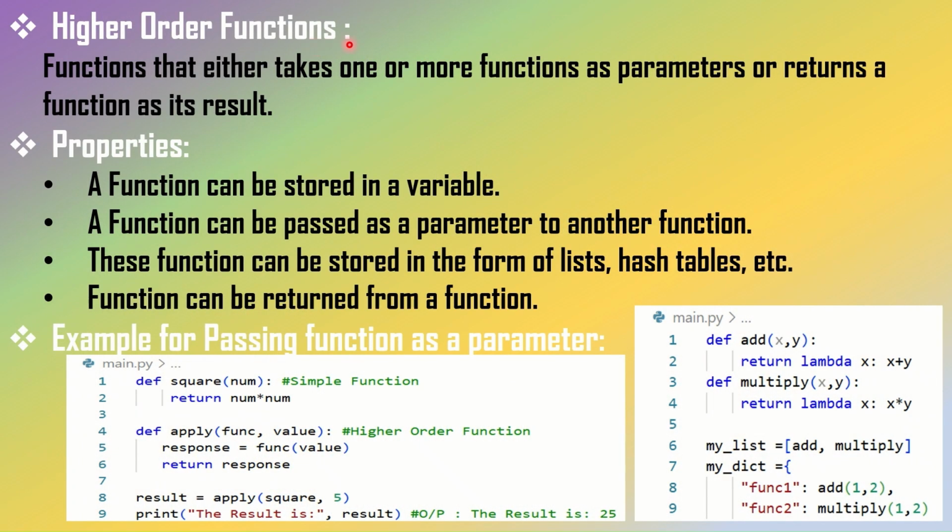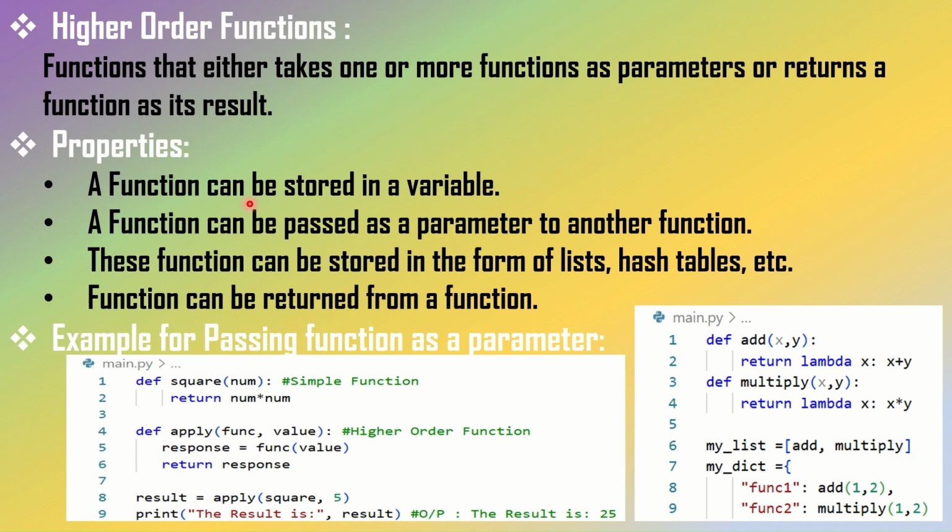In terms of function definition and function calling, they are similar, but a bit different when it comes to properties. So higher order functions are also functions that either take one or more functions as parameters in the function definition, or return a function as their result. So in our code, if any function is taking a function as a parameter, or if any function is returning another function as its result, then we can say those functions are higher order functions. And we have some properties for these higher order functions.